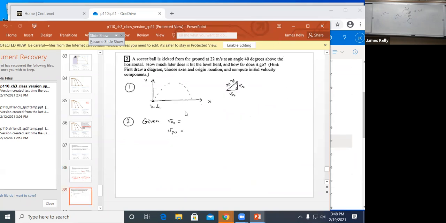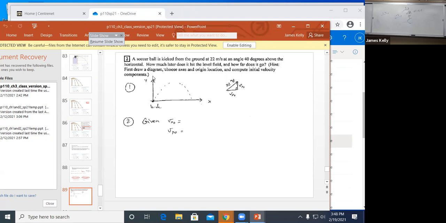Let me show you one more quick one, and then we'll do an example on a worksheet. A soccer ball is kicked from the ground at 22 meters per second, so its velocity is up and to the right. I'm roughly drawing its vector here, at an angle of 40 degrees above the horizontal. How much later does it hit the level field, and how far does it go? So how much time does it take to go up and down, and how far is it horizontally before it hits the ground, relative to where it was kicked?